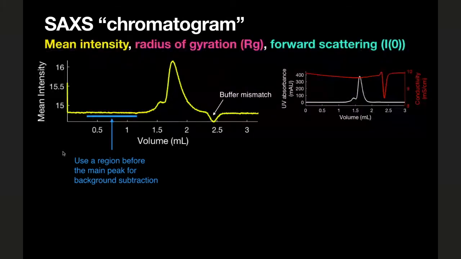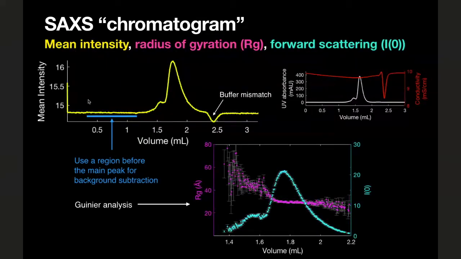So the reason this is important is that you want to choose a region of your data to use for buffer subtraction. And typically what we'll want to do is choose the region before the peak, because this will be unaffected by the buffer mismatch issue. And I guess there are certain situations where you'll have to do something more fancy with the buffer, but the best practice is to do this.